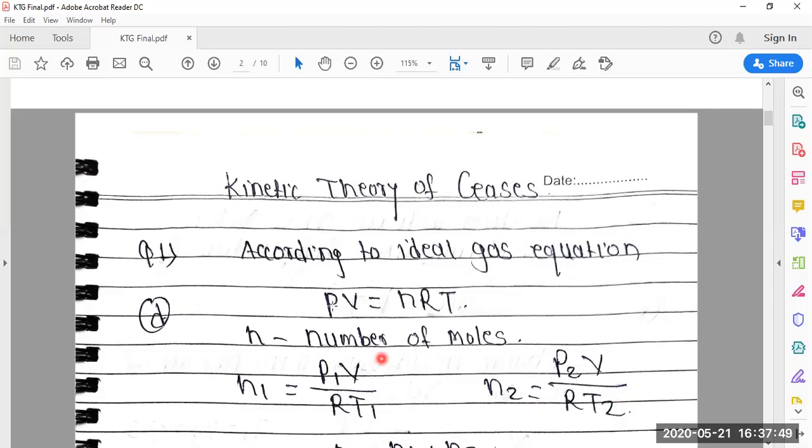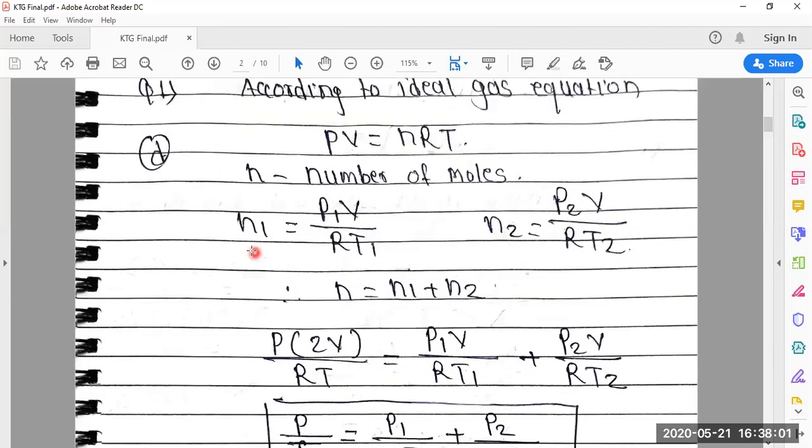So to calculate this, first consider the ideal gas equation. PV is equal to nRT. n is the number of moles of the gas. So simplify this equation. n1 is for the first gas, and n2 is for the second gas, the number of moles. When these two gases are mixed together, then the total number of moles of this mixture is n1 plus n2. Put the value of this n, P twice V, because when the pressure remains the same, the volume of this mixture is twice V.